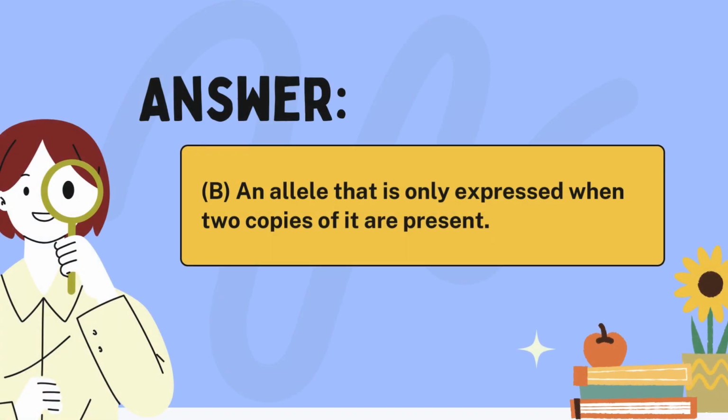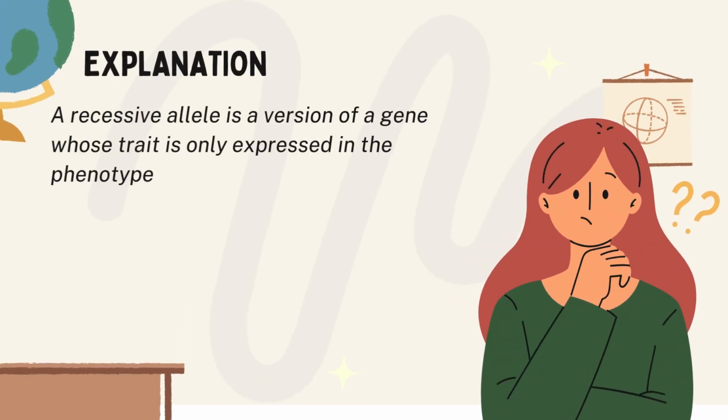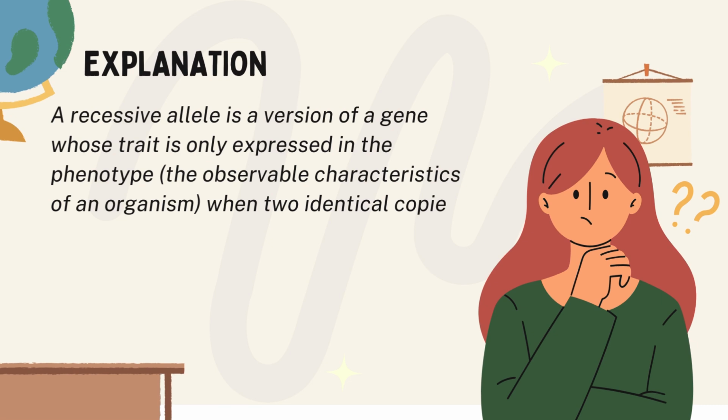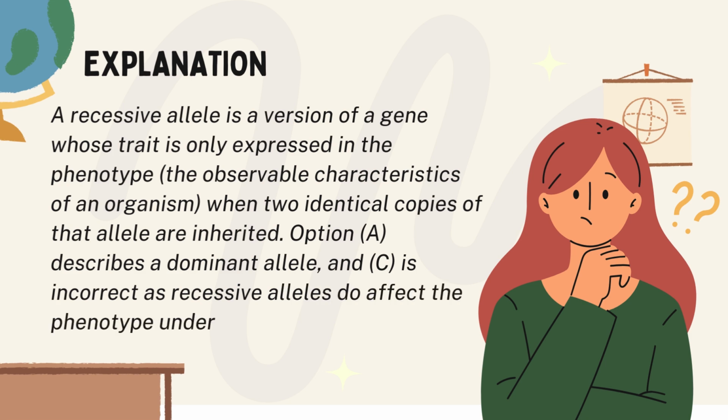Answer. B. An allele that is only expressed when two copies of it are present. A recessive allele is a version of a gene whose trait is only expressed in the phenotype, the observable characteristics of an organism, when two identical copies of that allele are inherited, i.e., the individual is homozygous recessive. If a dominant allele is also present, the trait of the dominant allele will be expressed, masking the recessive allele's effect. Option A describes a dominant allele, and C is incorrect as recessive alleles do affect the phenotype under specific conditions.